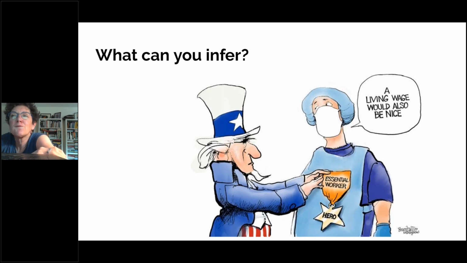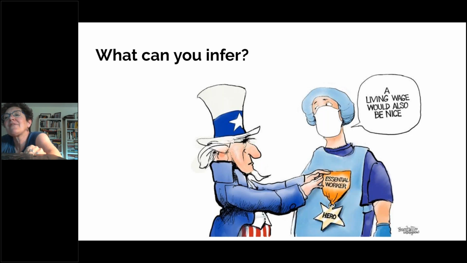Why do you say that? Because doctors have living wages. Right. But he's saying a living wage would also be nice. Oh, I didn't read the quote right. I thought he was asking for a living wage. Well, he kind of is asking for a living wage. So he's making a suggestion that not only does he get the reward, but he also wants to know if he can get a raise.